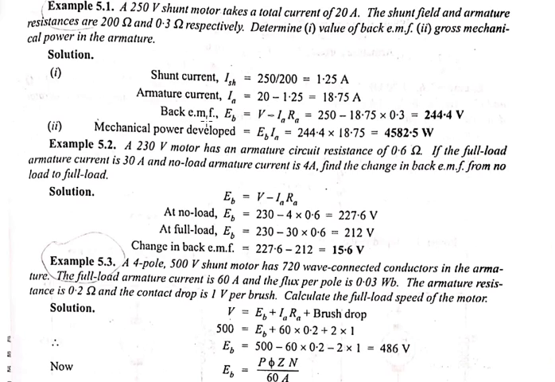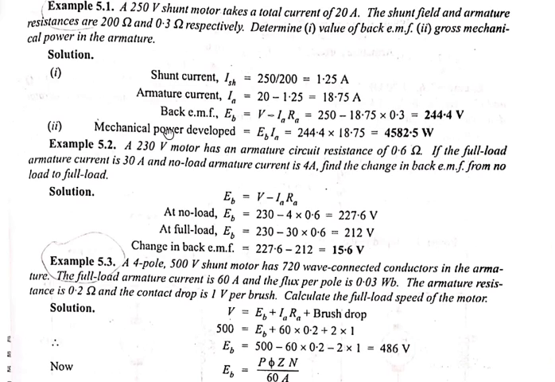Now in case of a shunt motor, what is the relation? V is equal to EB plus IARA, or EB is equal to V minus IARA. Therefore if you substitute those values, 250 minus 18.75 into 0.3, you get 244.4 volt, and then we can calculate the mechanical power. EB is calculated as 244.4 volt.